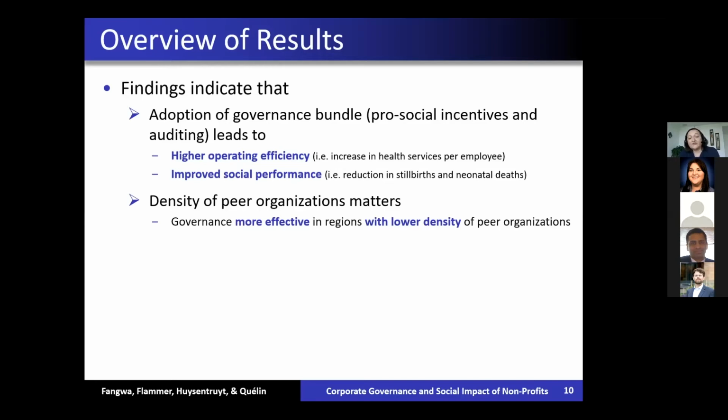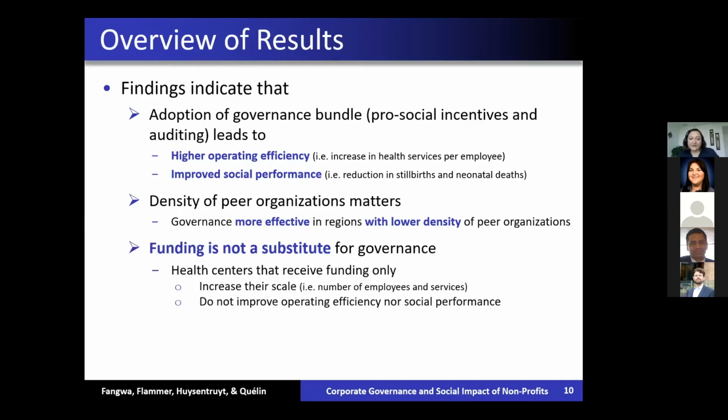Then we also find that the density of peer organizations matters. Specifically, we find that the governance is more effective in regions with lower density of peer organizations. The idea being that the closer located they are together, the easier it is to share important information and knowledge with each other, and the higher is the competitive pressure. As such, there's less of a need for governance.